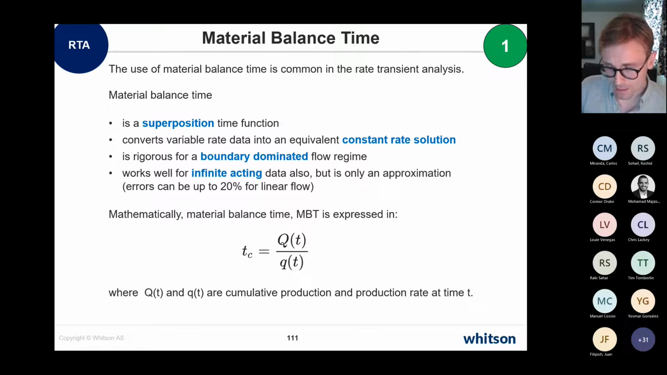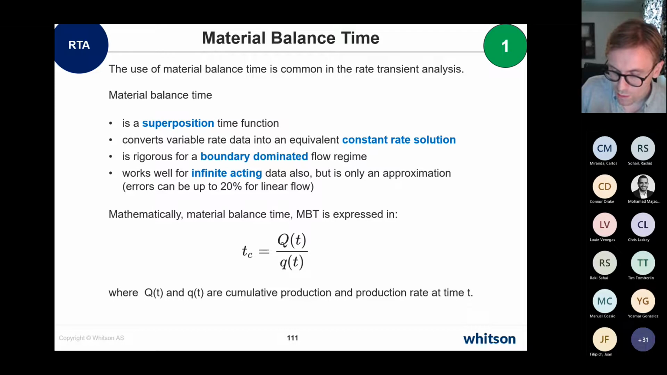Mathematically, and that's probably the beauty of it, it's extremely simple. It's just the cumulative production until that point in time, divided by the rate at that point in time. But since your rates can go up and down a little bit, your time can actually move back and forth when you have real data. So for some, that can be a little bit tricky to deal with.